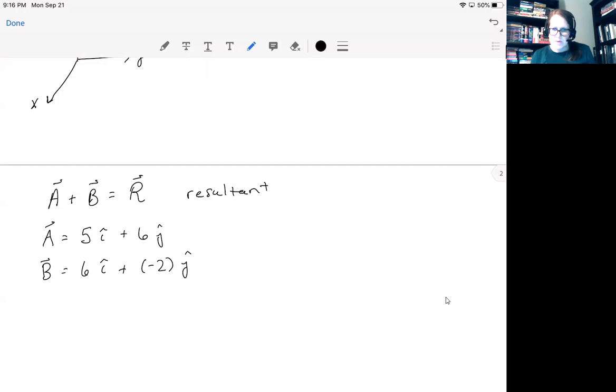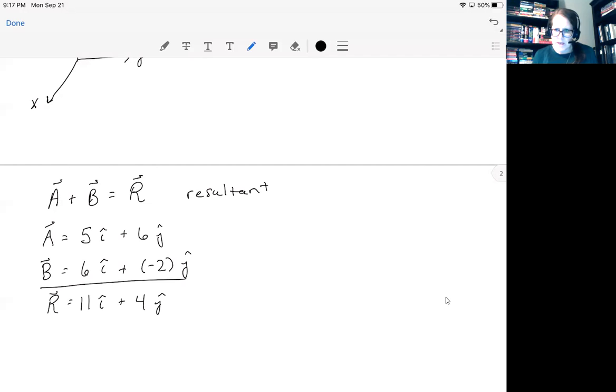So if we want to just add these in terms of their components, we can add up the i hat components and add up the j hat components. And we would say that our resultant there in unit vector notation is 11 in the i hat plus 4, because 6 minus 2 is 4, in the j hat direction.